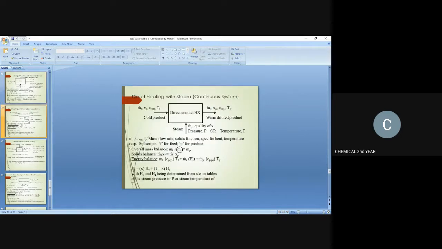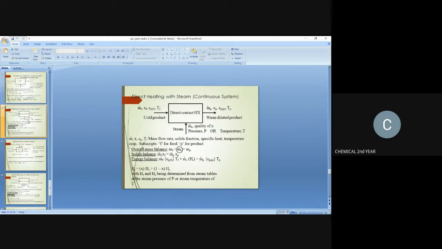Next, direct heating of a batch or continuous system. Here we are given a direct contact heat exchanger. Our input is cold product with mass flow rate Mf, some amount of solid fraction Xf, specific heat Cpf and temperature Tf of the feed. Here we are also given steam. The flow rate is Ms, the quality of steam is given as X, the pressure is P and the temperature is T. Our output will be the warm diluted product.